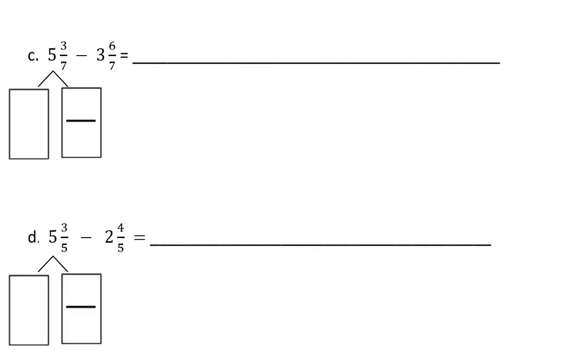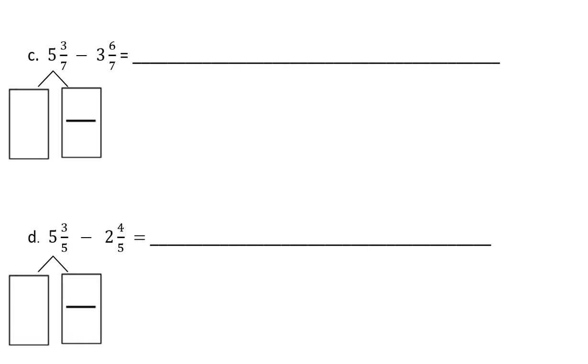The next section is a review of the decomposing that was done in Lesson 32. Here I have 5 3/7 minus 3 6/7. I would start by subtracting my fractions, except that I can't take 6/7 away from 3/7. So we're going to decompose 5 3/7 to allow us to do that.